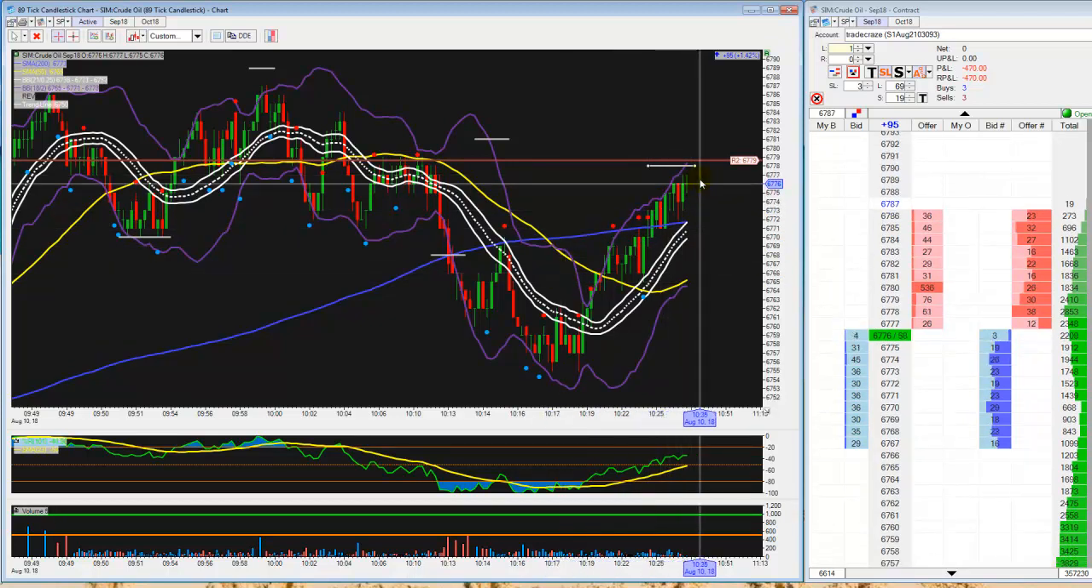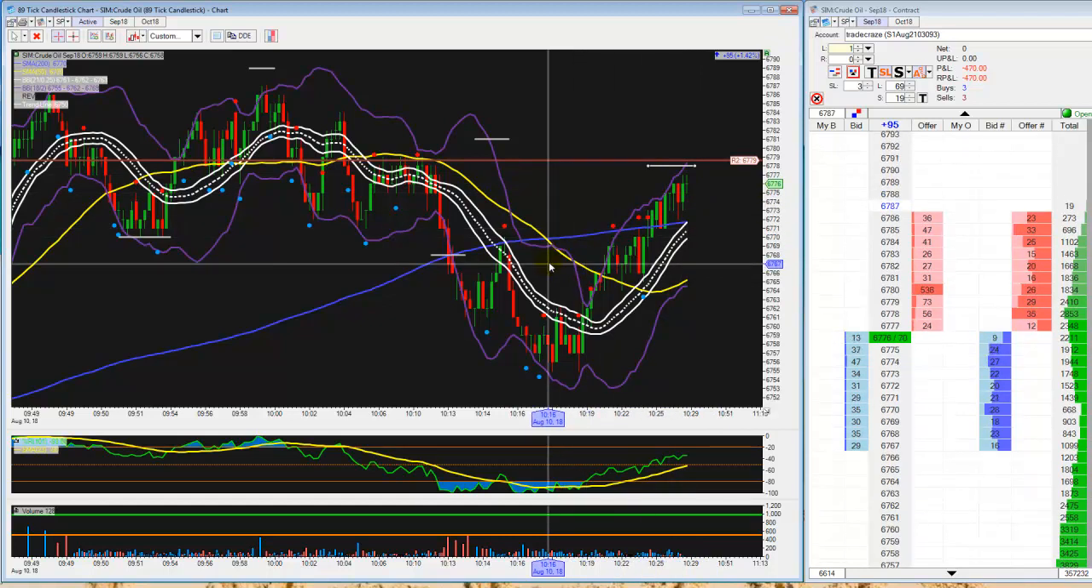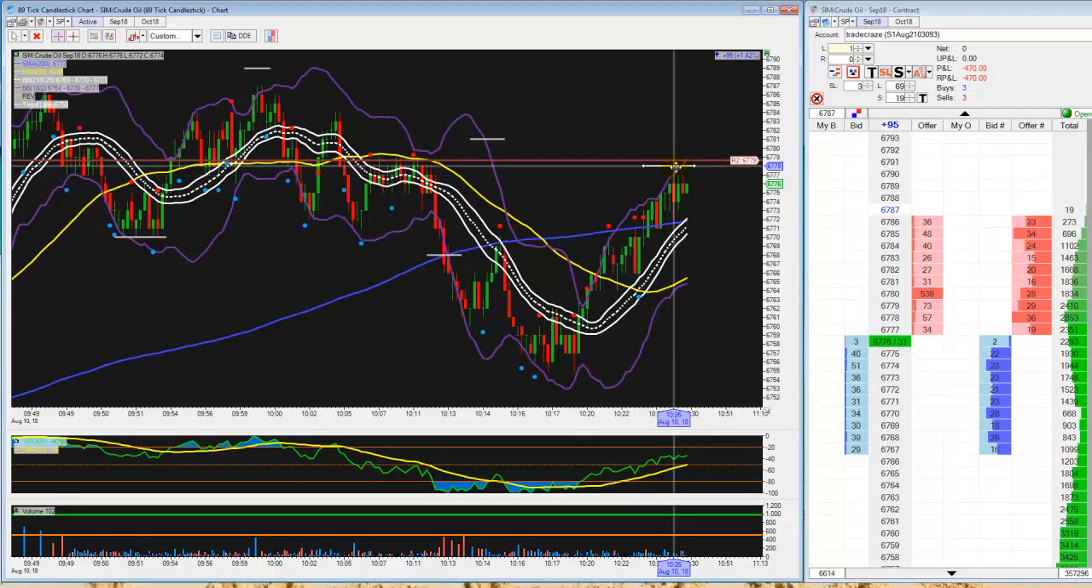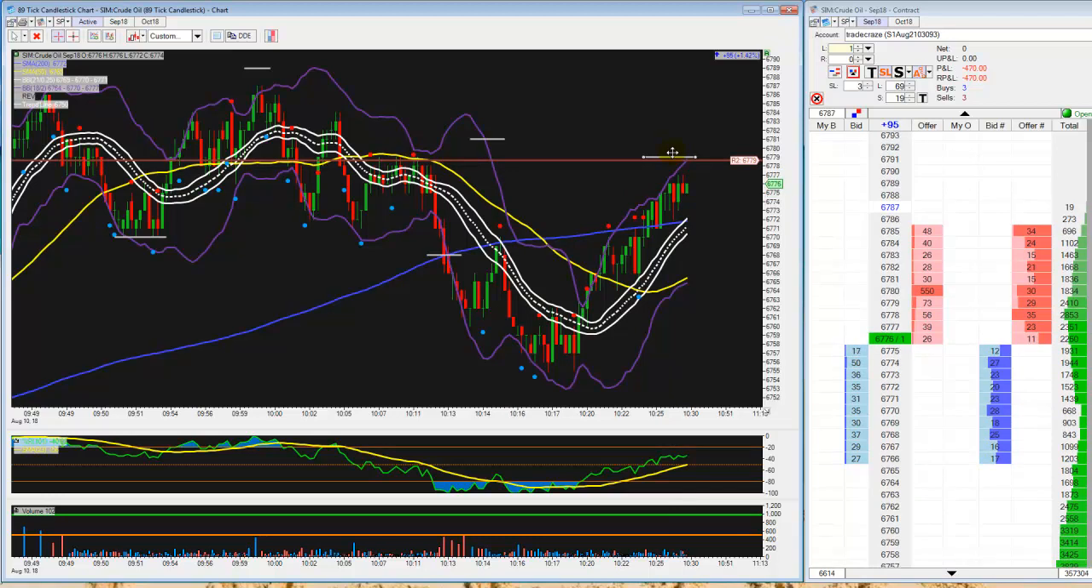Usually I look for a doji bar or a red bar to move up. There's a red bar, so prairie dog in, and I want a prairie dog above.